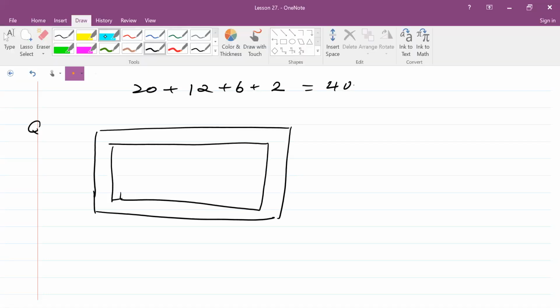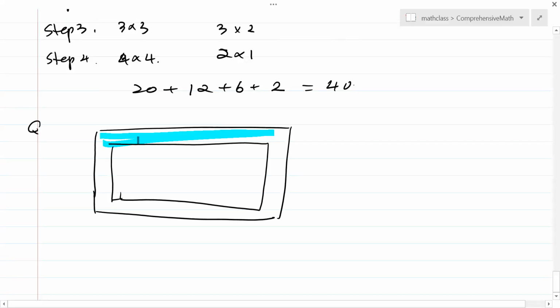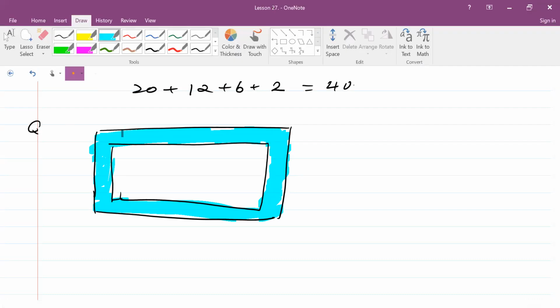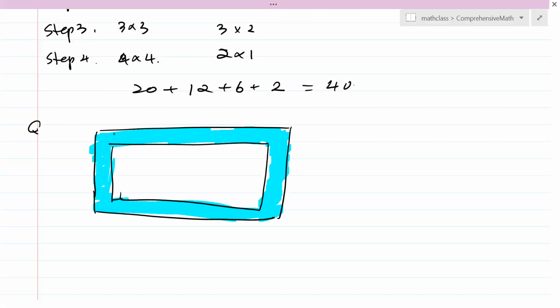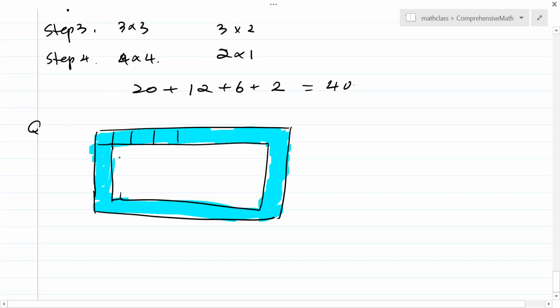I'll just use any color, okay? Just use this color, fine. So the idea is, those are the tiles, just imagine, okay? And white tiles will cover the interior.